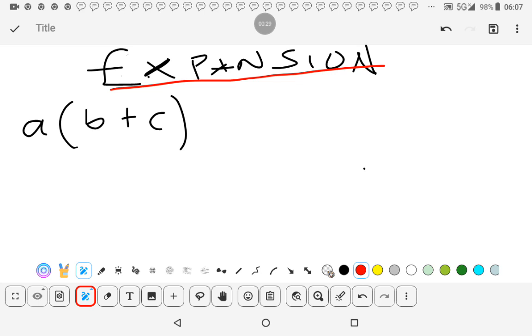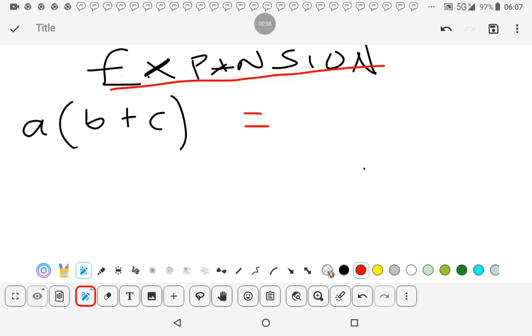So for example, you're given this expression and you're asked to expand this. You have a outside the bracket, then inside the bracket we have b plus c. How do you expand this? It's very simple. The number outside the bracket will multiply all the numbers inside the bracket. This is what I mean.